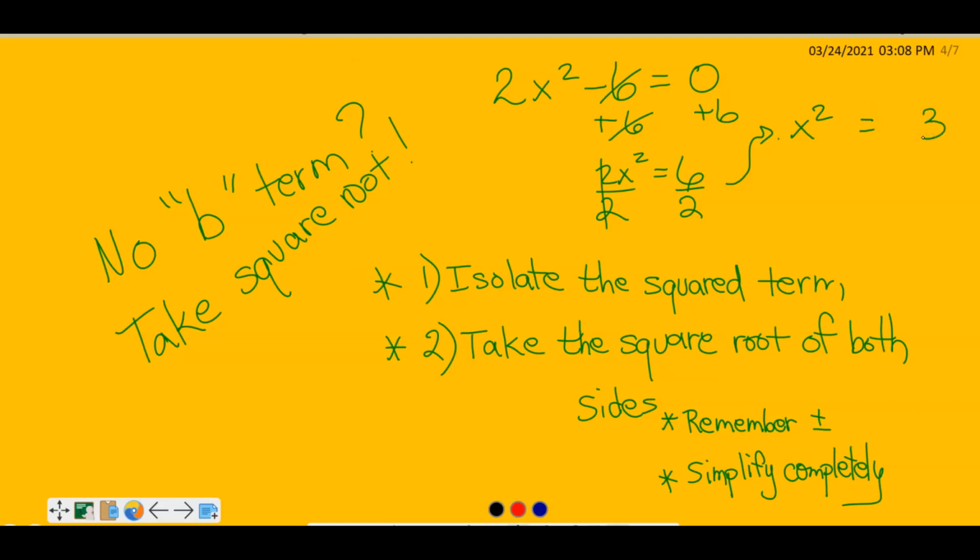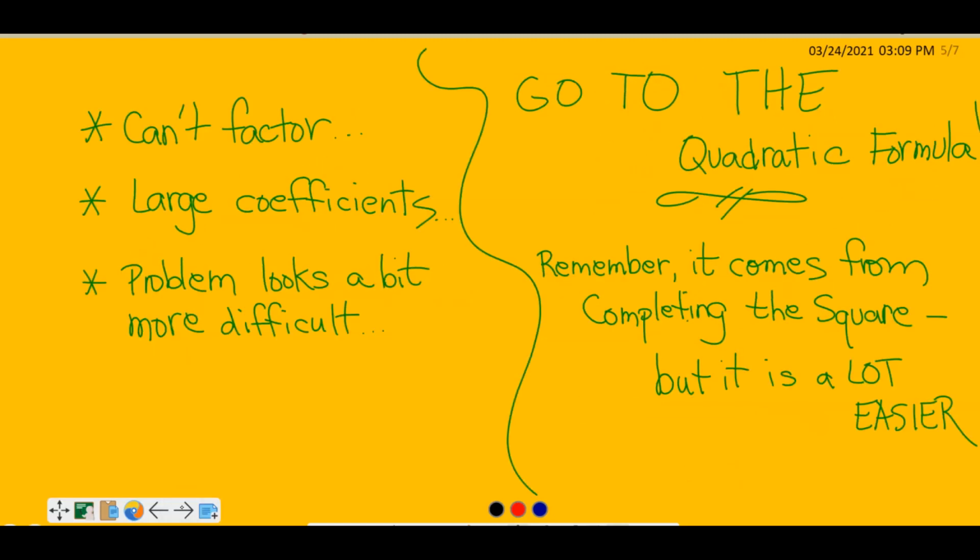So at this point, I take the square root of both sides, and I don't forget my plus and my minus. So x equals plus or minus the square root of 3. So what does this mean? This means x equals the positive square root of 3, and x also equals the negative square root of 3. So there you have it. Take the square root when you don't have a linear term. Moving on to the next one.